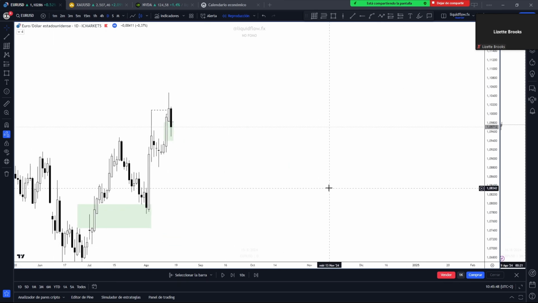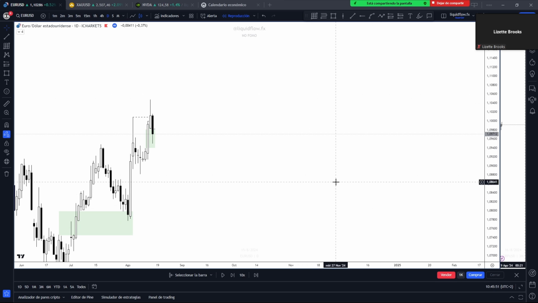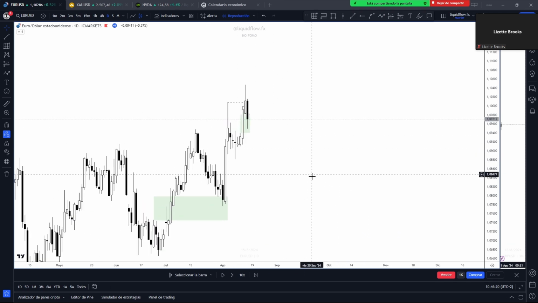So that's the way. You could choose any entry type. You could choose any entry model. You could choose, for example, Sun's model. You could choose Unicorn. You could choose Breaker. I mean, order block entry models. You could choose even range entry models. You could choose everything you want. That's not the point. The point is to go in the right direction of the market, or in the highest probability direction of the market, and that's what you need.